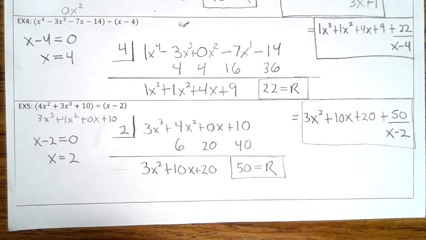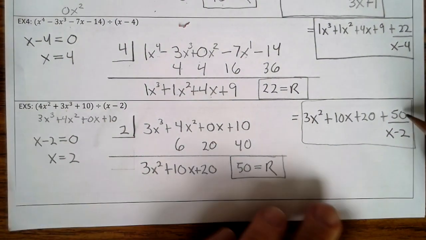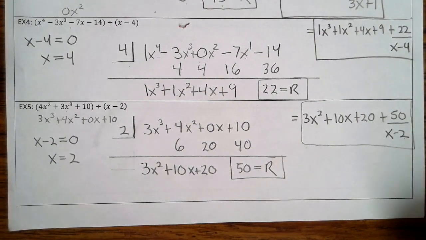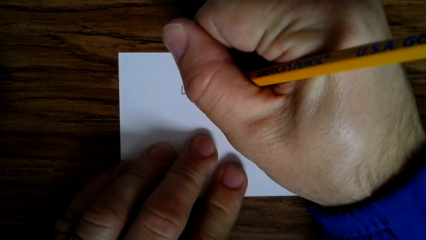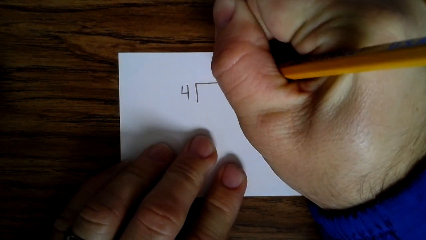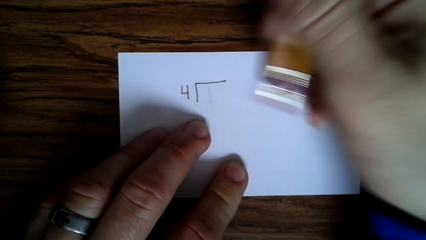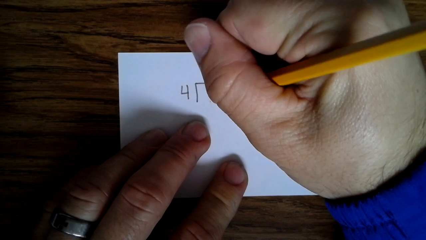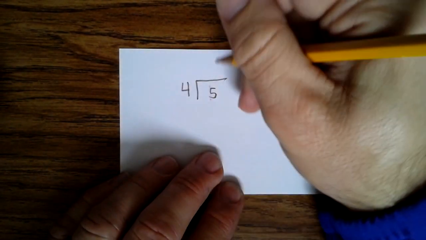Now you're probably wondering why we do this 50 divided by x minus 2. So let's go back to, I guess you could say, almost elementary math. And let's look at 5 divided by 4. Not 4 divided by 5, 5 divided by 4. So basic math tells us that 4 goes into 5 one time. 1 times 4 is 4. We subtract, 5 minus 4 is 1.